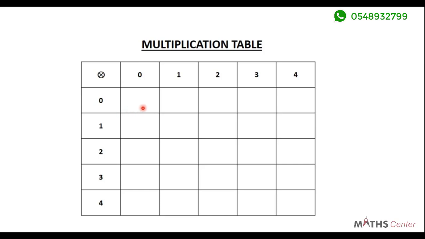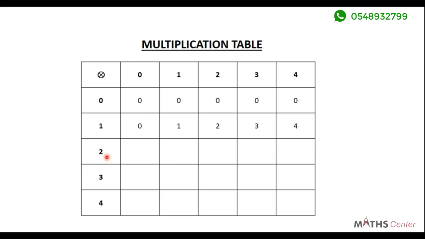0 times 0 is 0. 0 times 1 is 0. 0 times 2 is 0. 0 times 3 is 0. 0 times 4 is 0. Any number multiplying 0 is 0. So when you come here, 1 times 0 is 0. 1 times 1 is 1. 1 times 2 is 2. 1 times 3 is 3. 1 times 4 is 4.